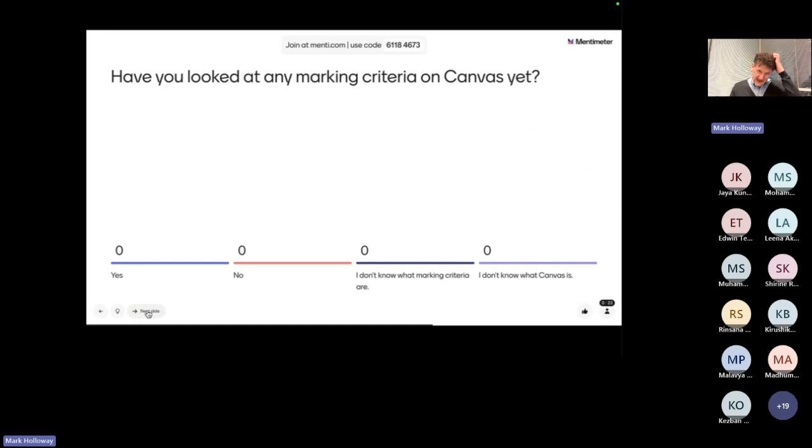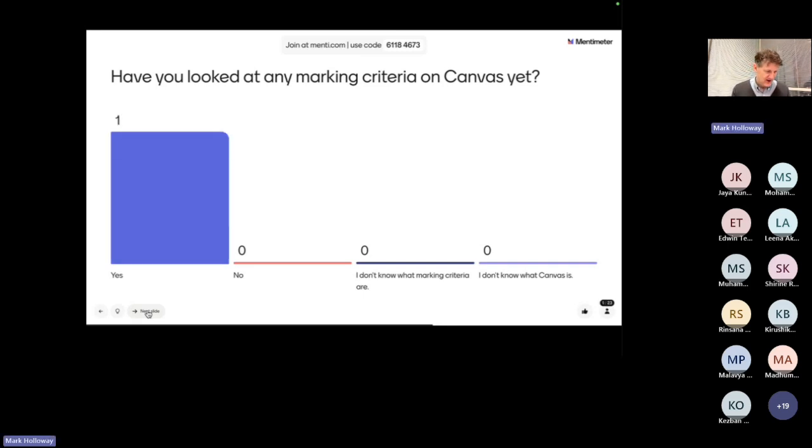Okay. Quick question for you. Have you looked at any marking criteria on Canvas yet? Please let me know whether your answer is a yes or a no, or if you still don't actually know what my marking criteria are. If you don't know what Canvas is, please tell me. It would be good to know.